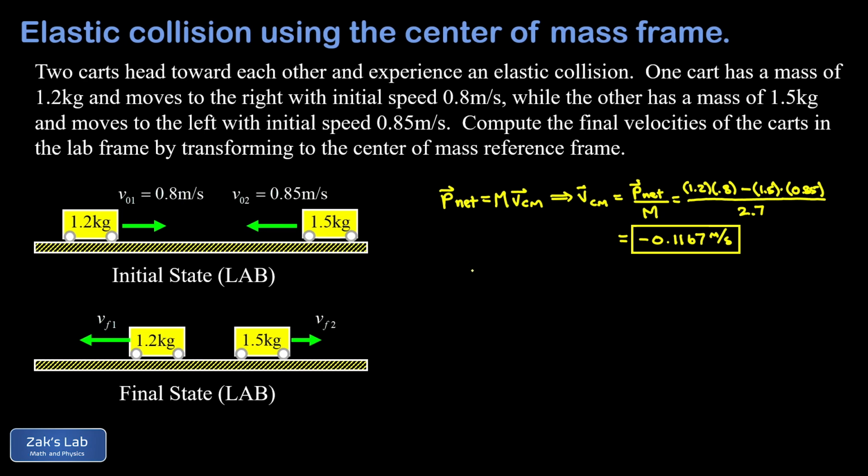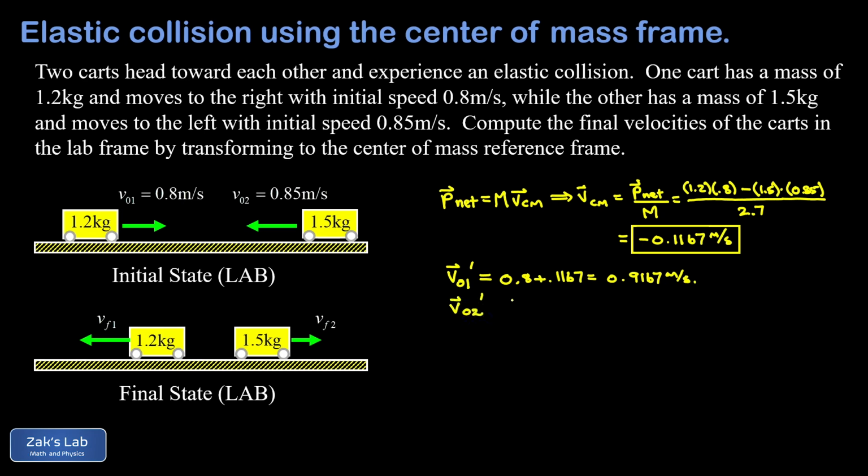So to transform these two velocities, I'm going to use a prime to indicate that these are the velocities in the center of mass reference frame. Again, the car that was initially moving to the right, well, now we're running at it, so we're going to add in this center of mass velocity to it. So from the perspective of a person moving to the left at 0.1167 meters per second, that first car, the 1.2 kilogram one, is moving to the right at 0.9167 meters per second. Now we go ahead and do the same thing for the other car.